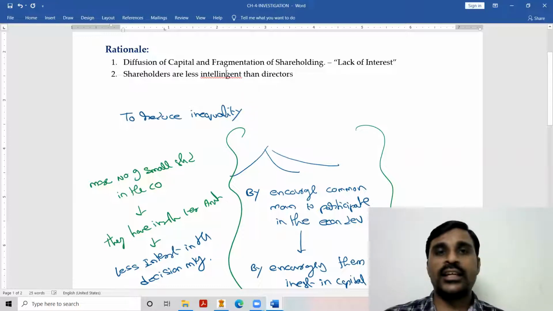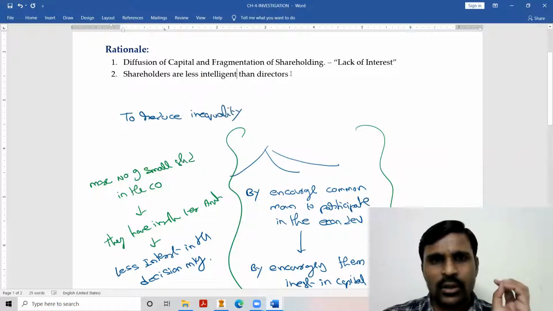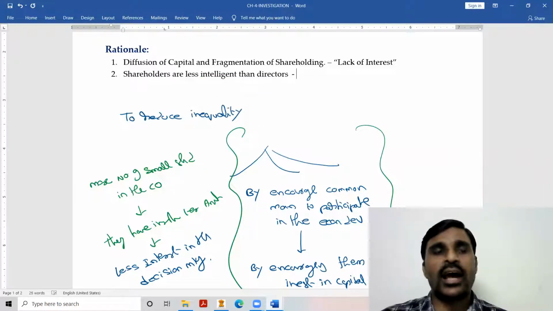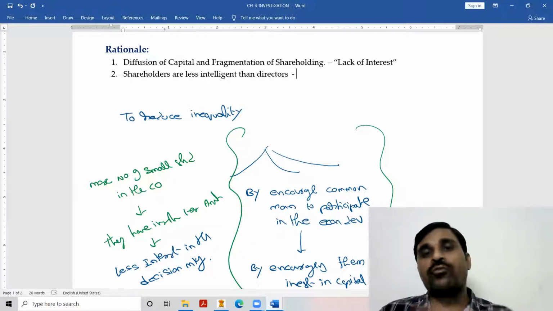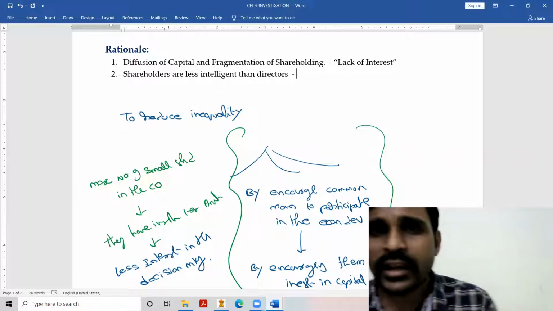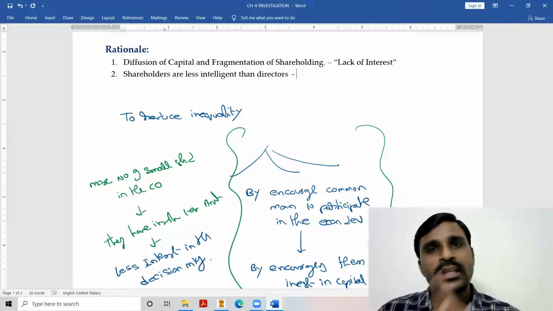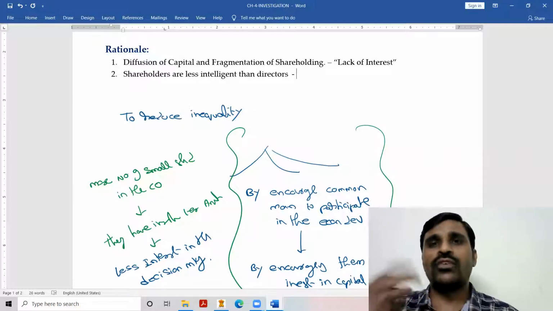Shareholders are less intelligent than directors. Therefore, even some shareholders who actively attend the general meeting get convinced by the directors. Directors, with their intelligence, competence, and experience, convince the shareholders that the decision taken by the directors is for the benefit of the company, not for their personal benefit.